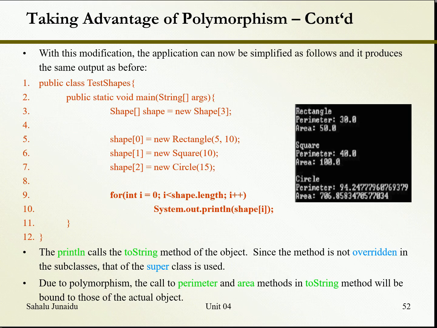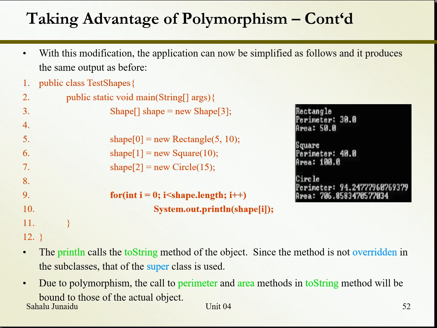So this print called the toString method of the object, since the method is not overridden in the subclasses, that of the superclass is used. So you see now, if the method toString has not been overridden, then the method of the superclass will be used. But if the subclasses override the method of the superclass, and you call the toString method here, it is the method of the subclass that will be called, not the method of the superclass.